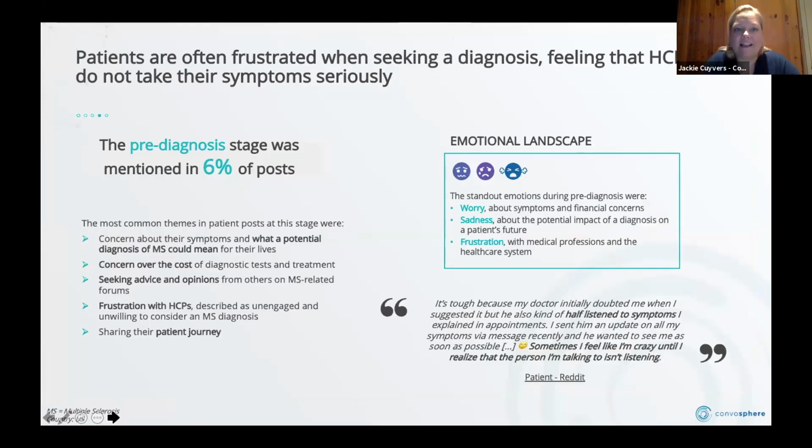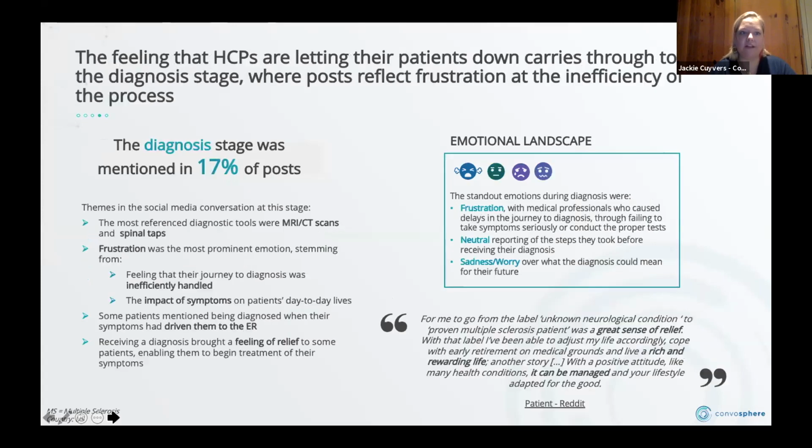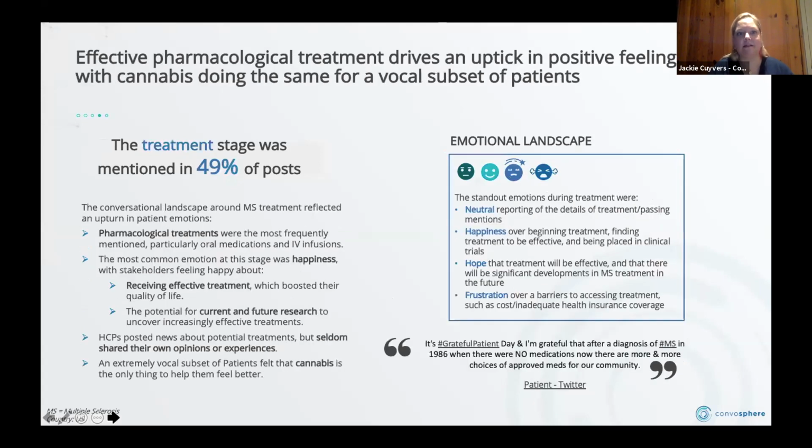So if we look at a little bit of a highlight per stage, again, pre-diagnosis, people are worried, sad, and frustrated and have concerns. At diagnosis, they're still frustrated, but they are feeling like they're starting to get the tests that are going to lead them to the answers. And then the treatment phase is where you start to see the emotions really changing, where you're starting to see hope that the treatment will be effective. You're starting to see happiness that they've started a new treatment, or there are new treatment opportunities for them. And this is where we're seeing a large change.